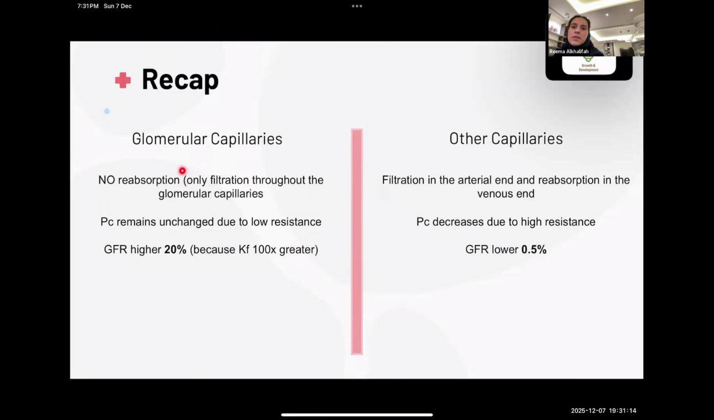There's no reabsorption in glomerular capillaries. However, in systemic, there is. The hydrostatic pressure of the capillary is unchanged due to the low resistance and high radius of the capillary. However, in systemic capillaries, the hydrostatic pressure of the capillary decreases because there's high resistance. And finally, GFR is much higher in glomerular capillaries than in other systemic capillaries.